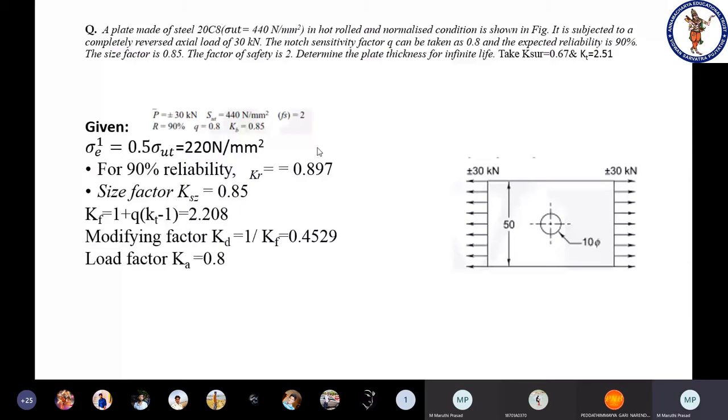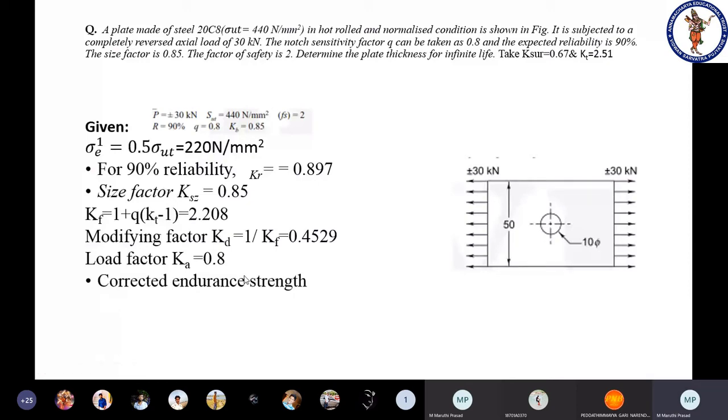From all these factors, one more thing is there, the load factor. For whichever problems we have discussed, we have taken the load factor as 1 because the actual conditions and laboratory conditions are the same, both being bending only. But here, the type of load is axial load. So we have to consider the load factor, that is 0.8.